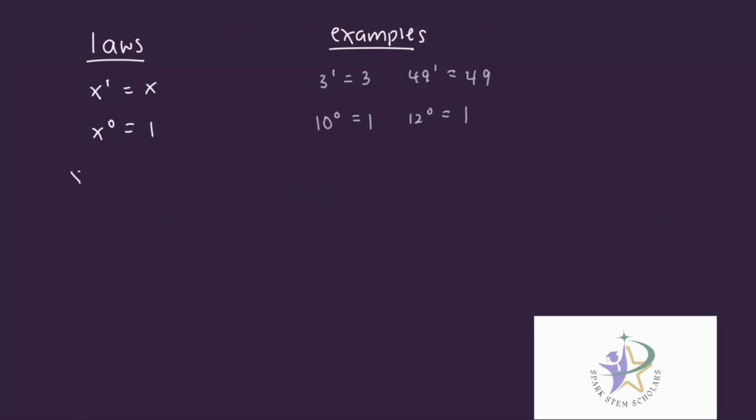Next, if x to the m times x to the n, the multiplication rule, it will be equivalent to x to the m plus n. So let's say we have 2 to the 4th times 2 to the 5th. When you solve this, you can do 2 to the 4 plus 5, which also equals 2 to the 9. These are all equivalent to each other.